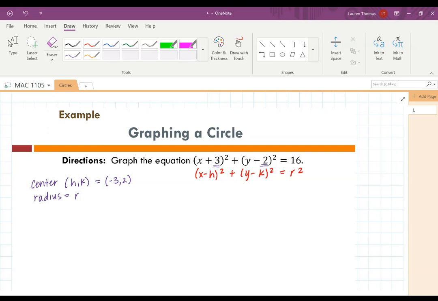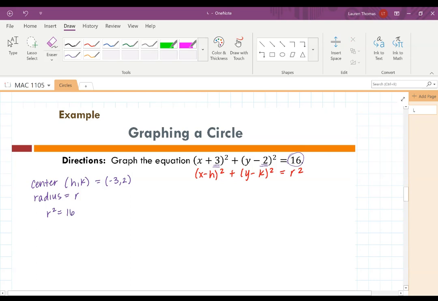All right, the last thing that we need is r. So on this part of the equation, it's always equal to r squared. So we don't need to know what r squared is. We need to know what r is. So in order to find it, we're going to solve the equation. So our r squared equals 16. So we're going to set r squared equal to 16.